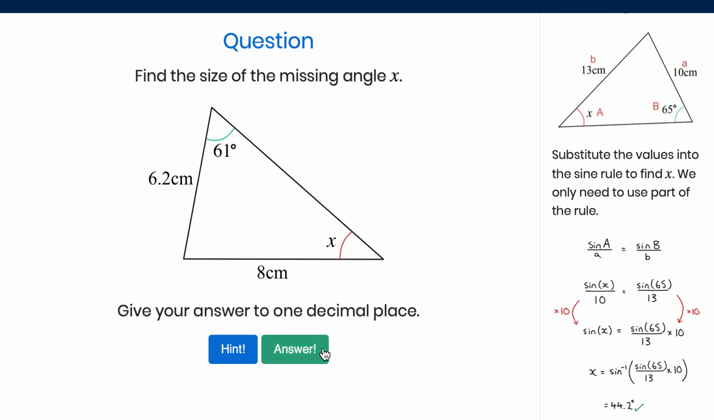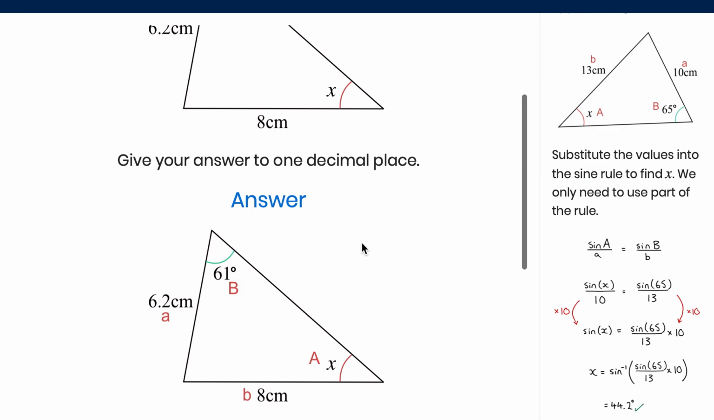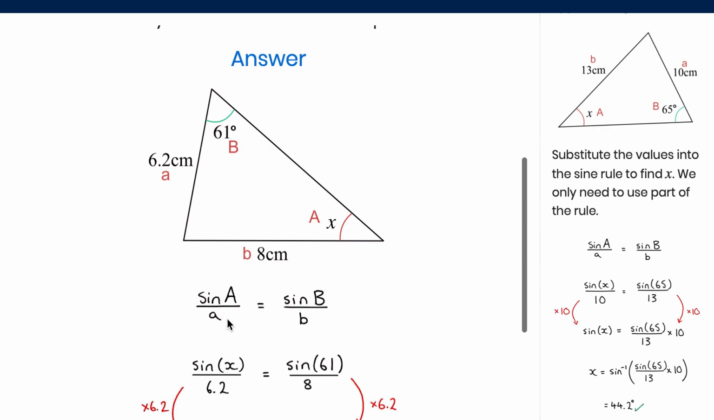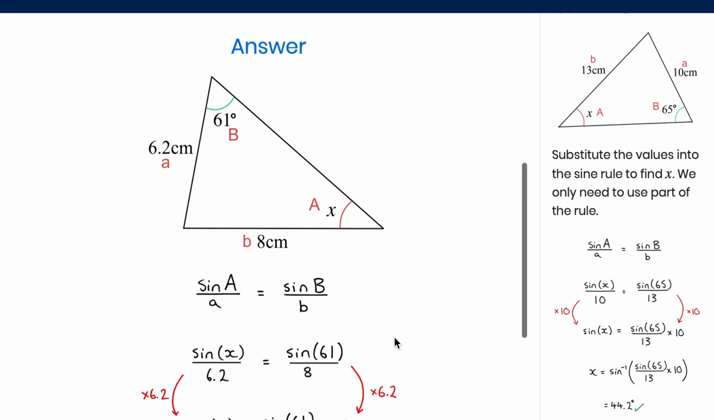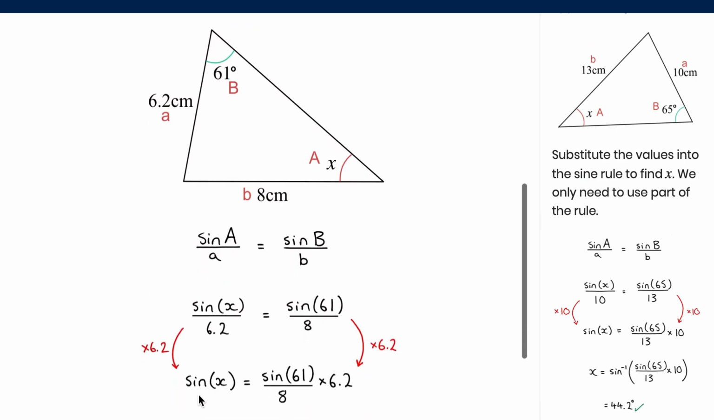Okay, here is the answer. We will be using A and B again, so label your sides and angles. So you've got A is equal to the angle x, small a is 6.2, angle B is 61 and 8 is side b. Let's substitute this into the sine rule to get sine A over a equals sine B over b, and that comes to sine x over 6.2 equals sine 61 over 8. Multiplying both sides by 6.2, we get sine x equals sine 61 over 8 times 6.2.